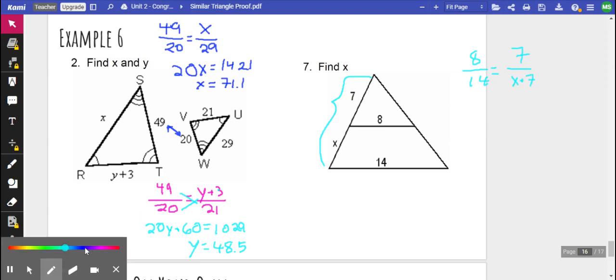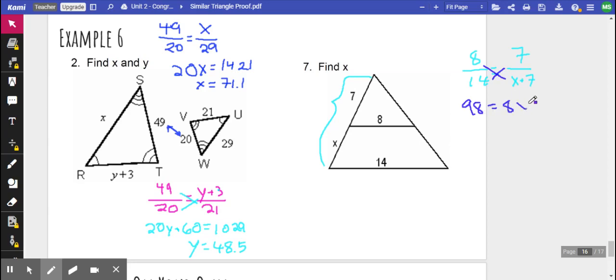And now we can cross multiply that proportion by doing 14 times 7 and x plus 7 times 8. So 14 times 7 gives us 98, and 98 would be equal to 8x plus 56. And from there, we can subtract 56 from 98 and then divide that by 8 to get an answer for x of 5.25.